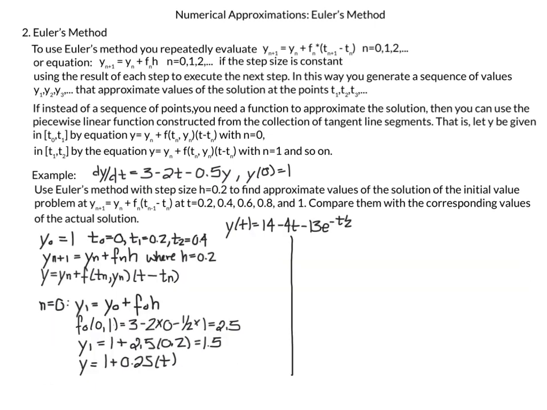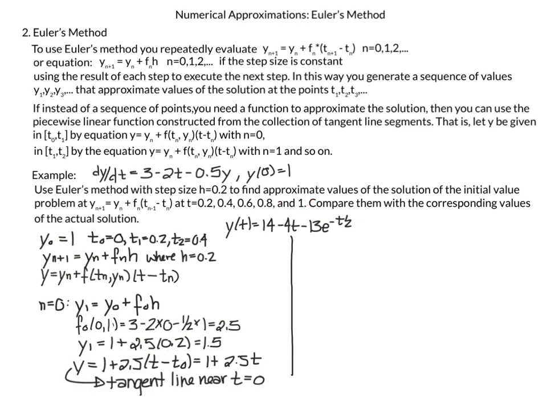Now it is time to look at Euler's method. So I'm just going to write a few things down. First, y0 is equal to 1. That comes from our initial value. Our values for t, we start at t naught equals 0, and then our step size is 0.2. So t1 is going to equal 0.2, t2 is going to equal 0.4, etc.